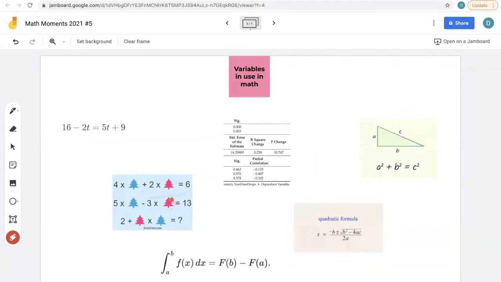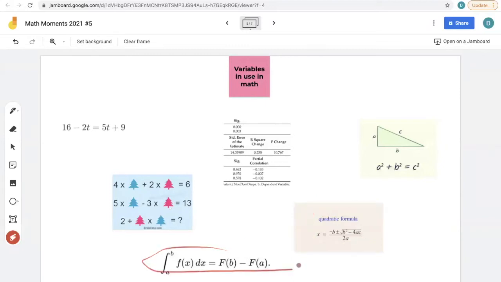So the trees represent an unknown quantity that we're going to find, essentially. That's kind of the idea behind the puzzle. You would find the quantities of these trees and then fill in this question mark here, since you know what the trees are. Other unknown quantities, as I showcased the quadratic formula in an earlier slide.